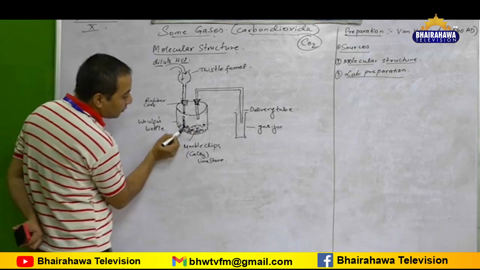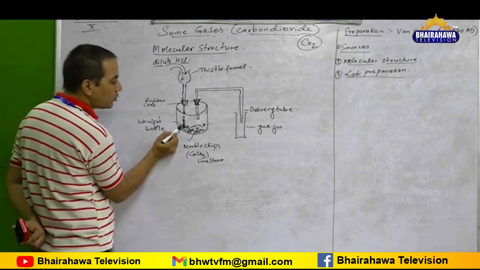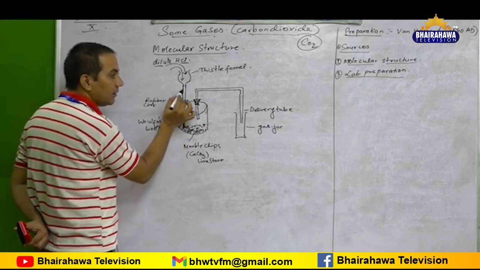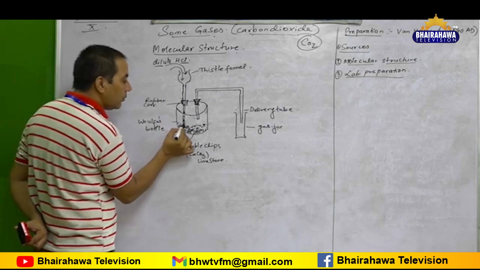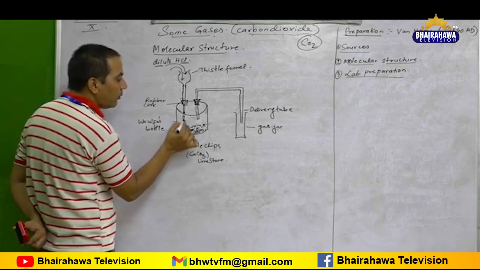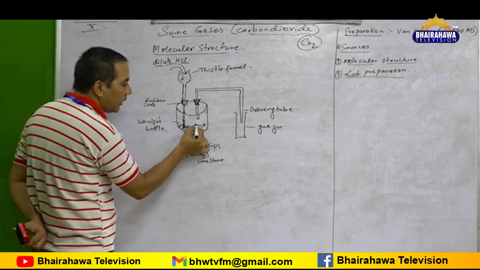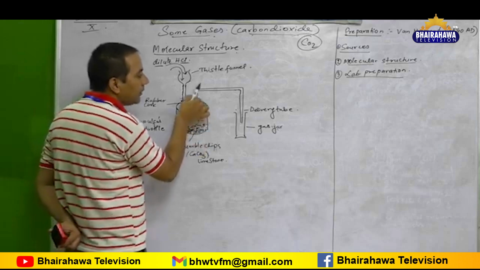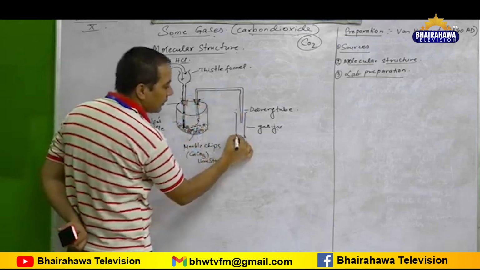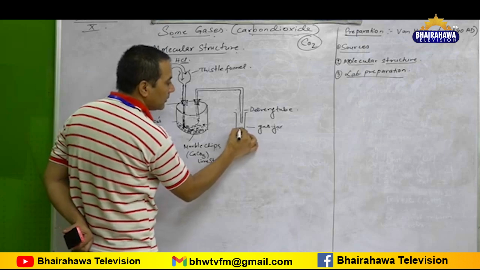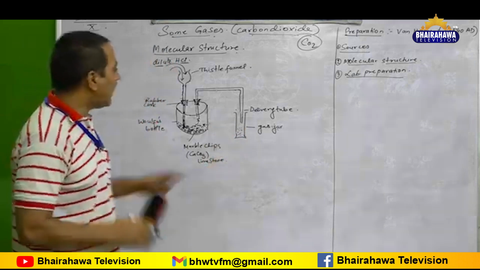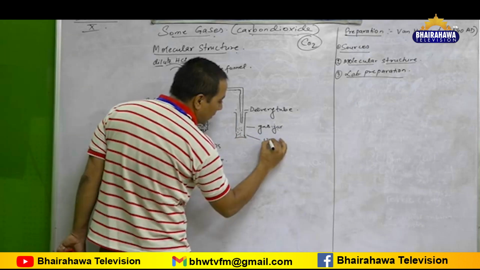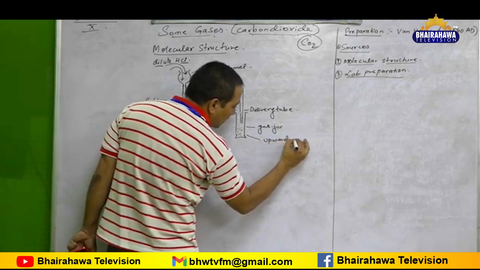So, why did I tell you to put it at the bottom? Because the gas being formed inside this wolf bottle should not come out from this side. Therefore, it should be at the bottom, and the gas which is formed over here will pass through the delivery tube. It will pass from here and go to the gas jar. Okay, to the gas jar. Now, why are we collecting it this way? It is called upward displacement.